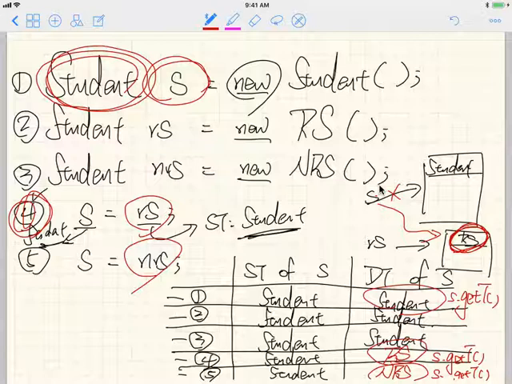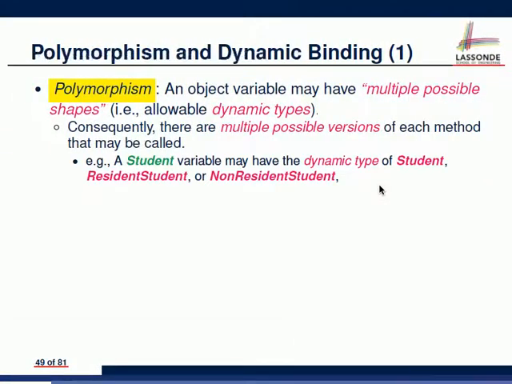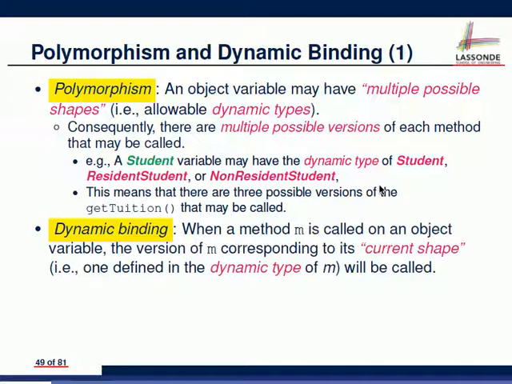After line number 1, because the dynamic type is Student, it's going to call the version that calculates the base amount. After line number 4, s.getTuition is going to call the version defined in ResidentStudent, which applies the premium rates. And similarly for line number 5. So polymorphism and dynamic binding work together pretty closely.